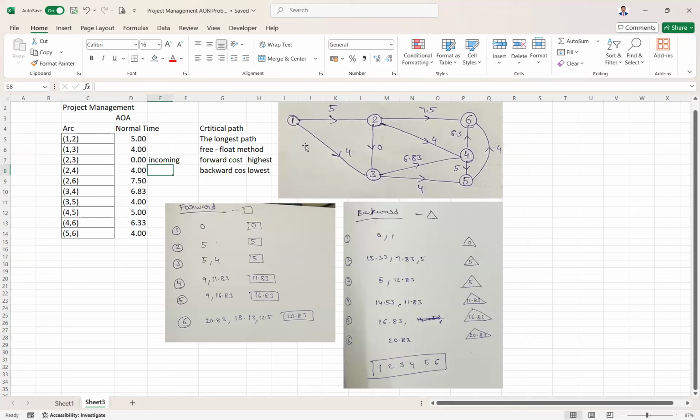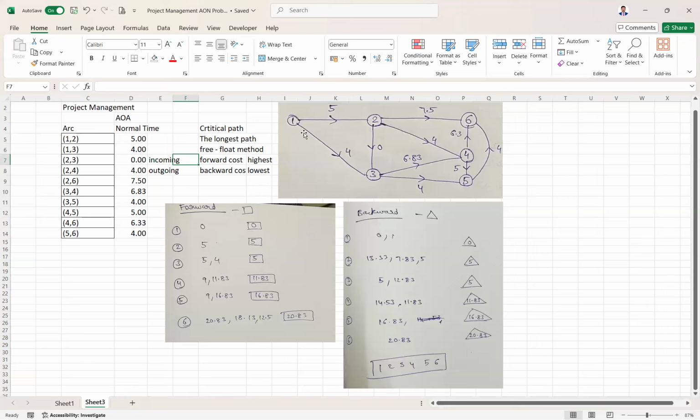When we are moving backward, we see the outgoing nodes for the backward cost. So for the forward cost, for node 2, how many incoming nodes are there? Only one. The cost is 5. Since there is only one, that becomes your forward cost. Next, we come to node 3. How many incoming nodes are there?